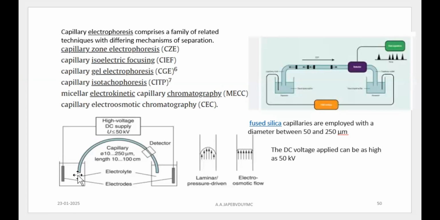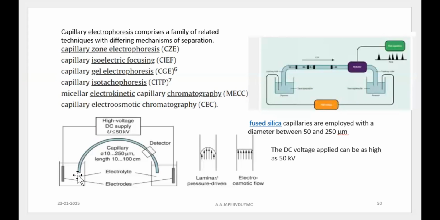Initially your system is there, on both the ends you have buffer reservoirs. When you want to introduce a sample, remove the buffer reservoir, and then you are going to take the sample reservoir, keep it there at the side of the anode, apply the current so that the sample will migrate into the capillary. Then you are going to replace it with the buffer reservoir. Again, on both sides you have reservoirs for buffer, right? And then again you have to apply the voltage. So separation will be continued.